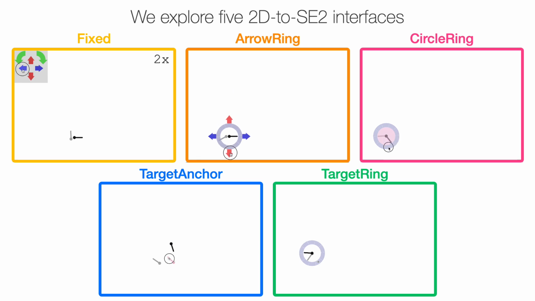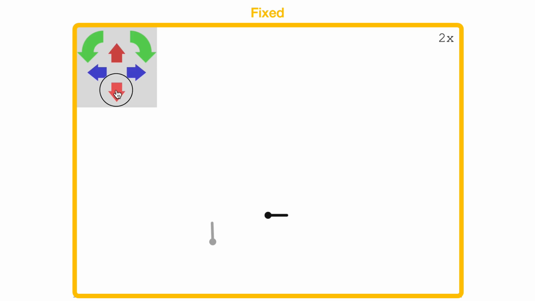In our work, we explored 5 different interfaces that were inspired from previous work. I'm going to describe these 5 interfaces in a bit more detail and talk about a comparative user study to evaluate these interfaces. And later, I'm going to talk about how we can use these interfaces to control a robot manipulator.